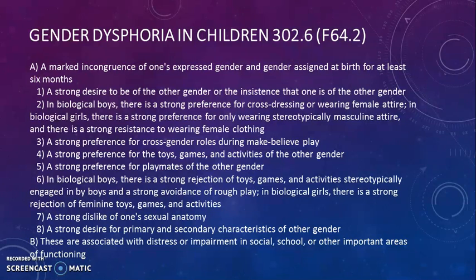So in biological boys, there's a strong preference for cross-dressing or wearing female attire. So they may improvise by using towels or aprons or scarves to wear as long hair or for dresses. In biological females, there's a strong preference for only wearing the typical masculine attire. They prefer having short haircuts, and there's also a strong resistance to wearing female clothing. There's a strong preference in cross-gender roles in make-believe play. There's also a strong preference for the toys, games, and activities typically engaged in by the other gender.